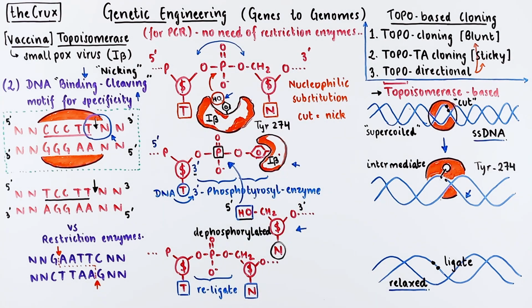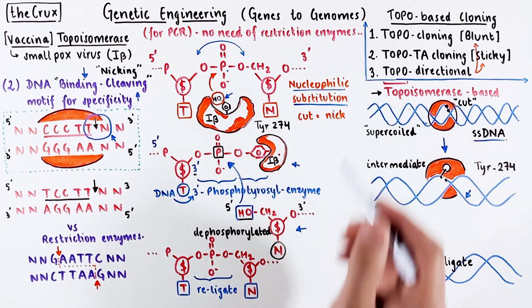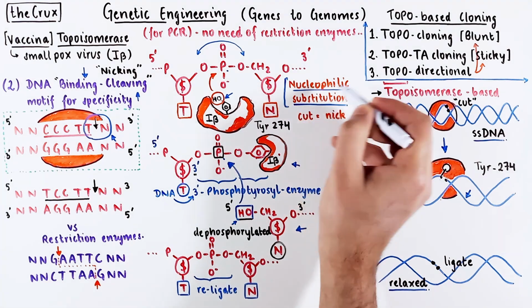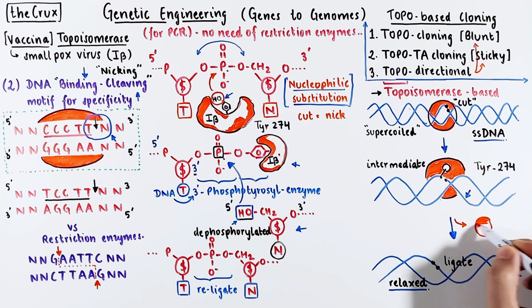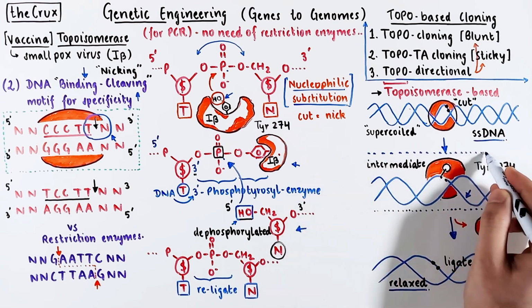Just to reiterate, the first attack is from the enzyme to the DNA. This is a nucleophilic substitution. The second attack is DNA to DNA, which again is a nucleophilic substitution. And this way, the intermediate stage resolves itself and the DNA ends are able to ligate without any need of DNA ligases. This intermediate step is actually everything.